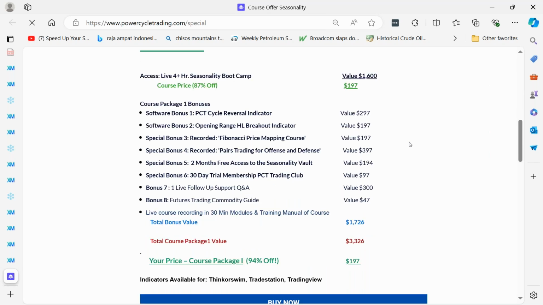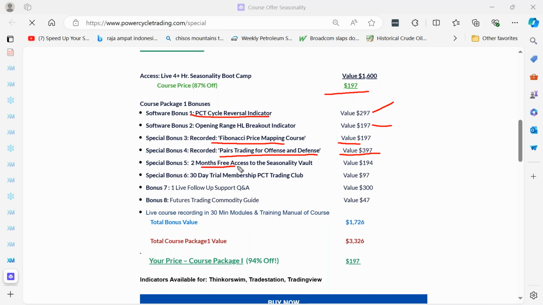And then all the different additional bonuses that come with this. You'll get my cycle reversal indicator, my opening range breakout indicator, and my Fibonacci price target mapping. This is what we use to set our price targets, where we think we're going to go up or down. This course will involve pairs trading for some of these spreads, so you're also going to get my prior course that I did on pairs trading.